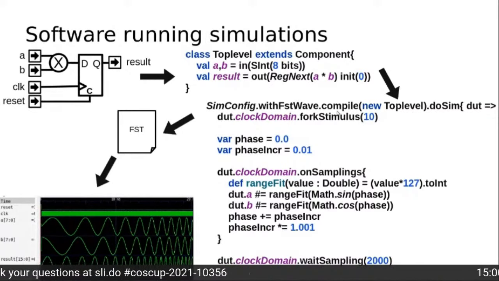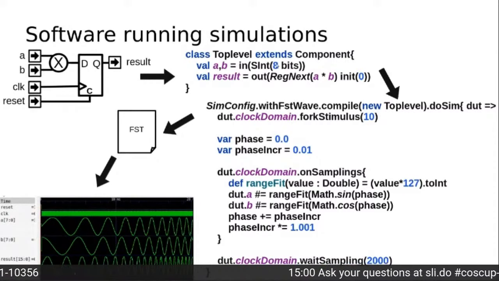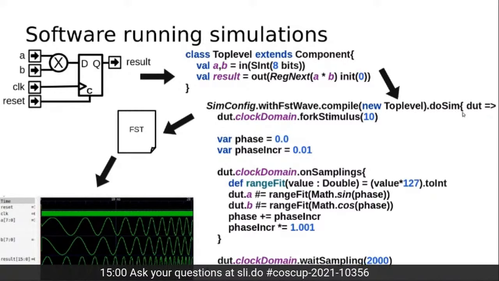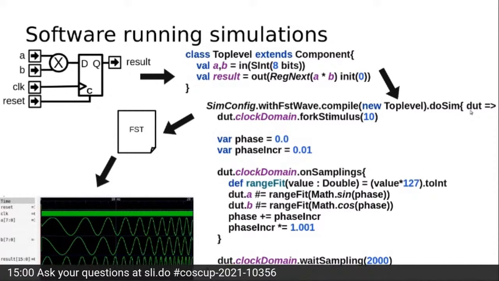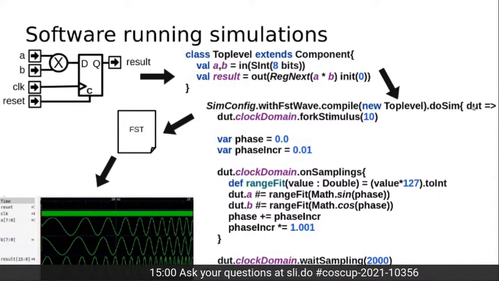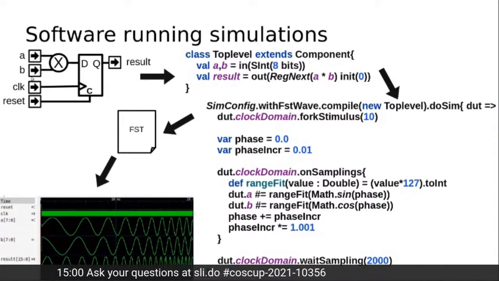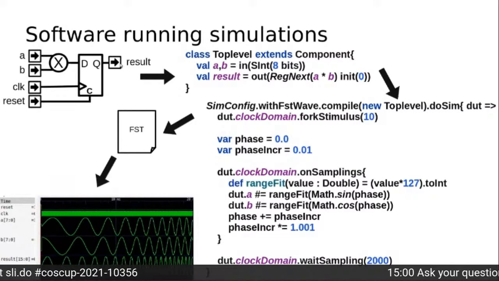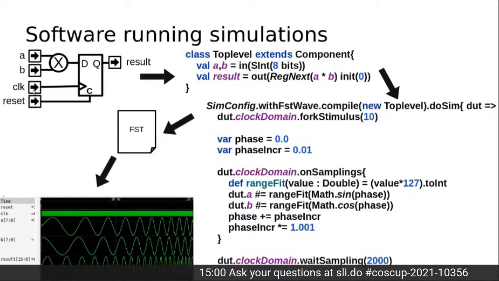And then you want to compile on that configuration our top level, our design. And then once it's compiled, you want to run a simulation on it, and you will get a DUT. The DUT is the design under test, and it is what represents our simulated hardware. And on that DUT, you can access input and output from the software world, like you can read the signal result, you can write the inputs from the software world.